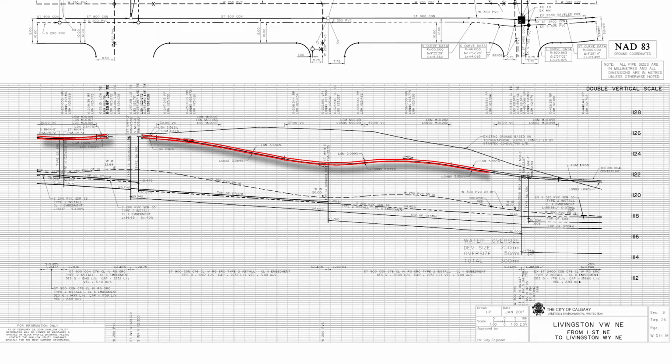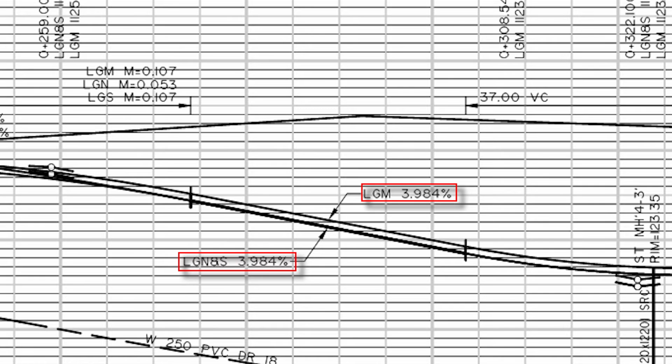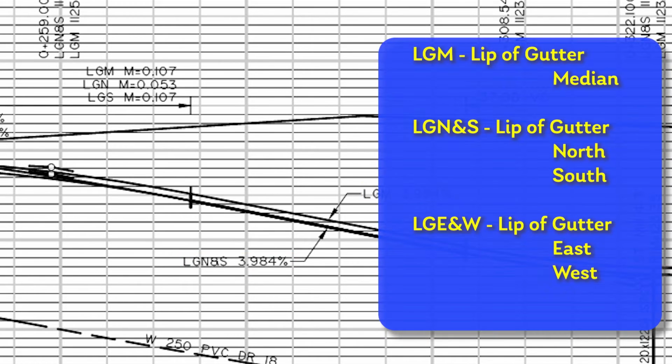Next, the lip of gutter lines show the vertical path the lip of gutter will travel along the road. A quick glance at this, and we notice 2 lines for lip of gutter, LGM, and LGN and S. LGM means median lip of gutter. LGN and S means lip of gutter for both north and south edges of the road.